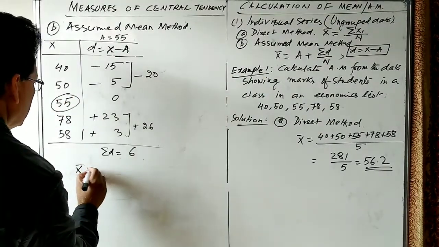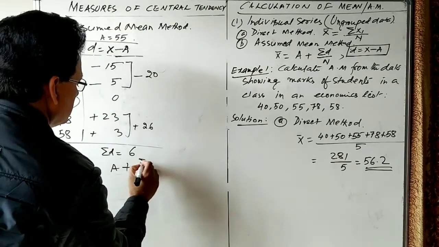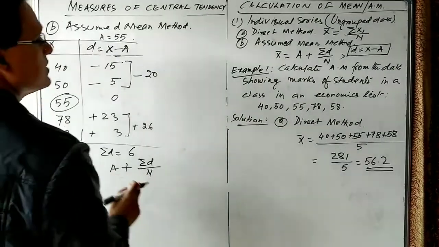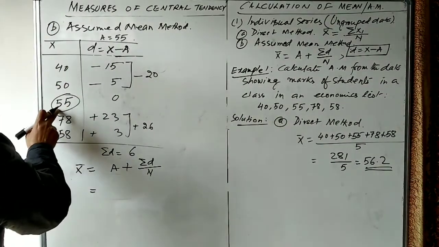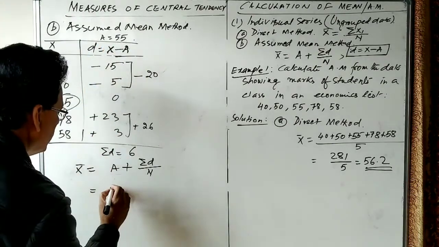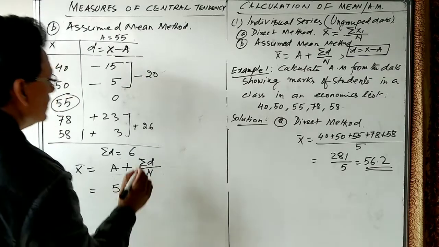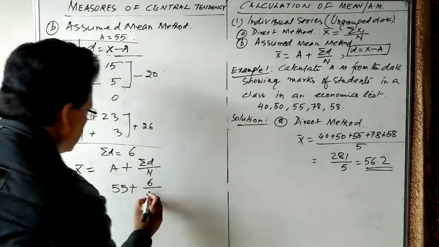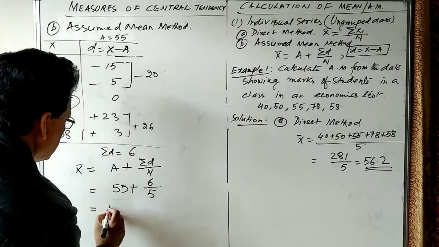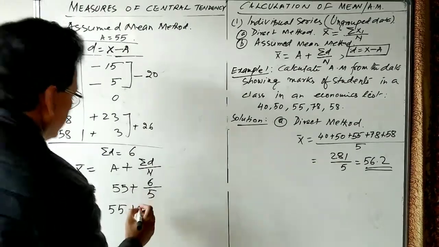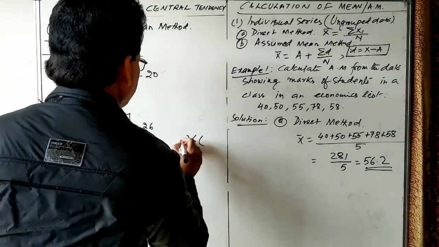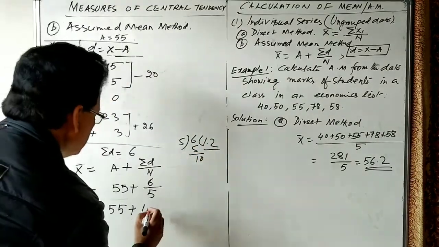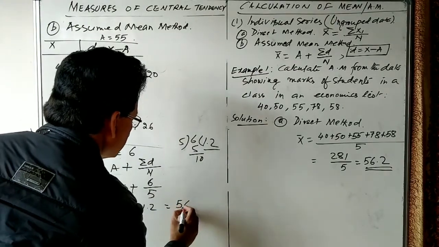So you can put it in the formula. X bar is equal to A plus sum of D divided by N. N is the number of observations. A is 55, sum of D is 6, and N is 5. So 55 plus 6 divided by 5. So this will be 1.2. So this is also 56.2.